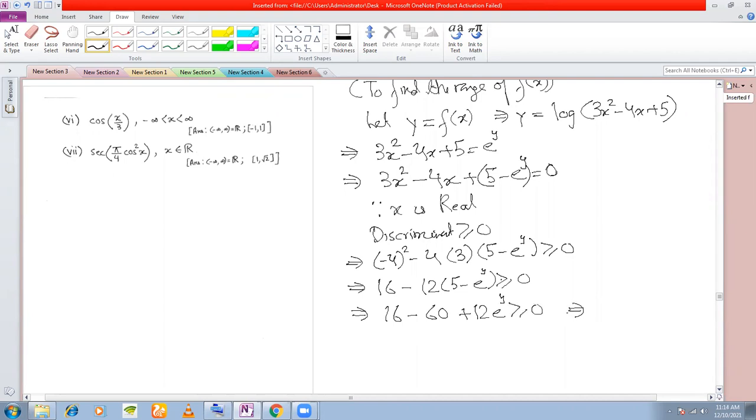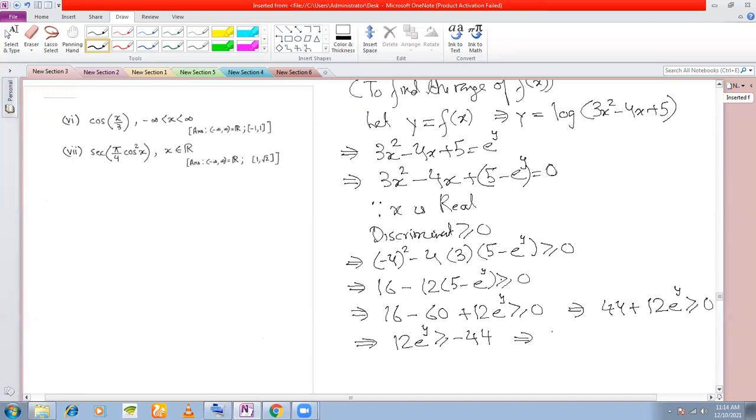That means 16 minus 60 is 44, right? So 44 plus 12 e to the power of y is greater than or equal to 0, right? Okay, we're getting negative actually here. Let's see how things work out. 12 e to the power of y is greater than or equal to minus 44.